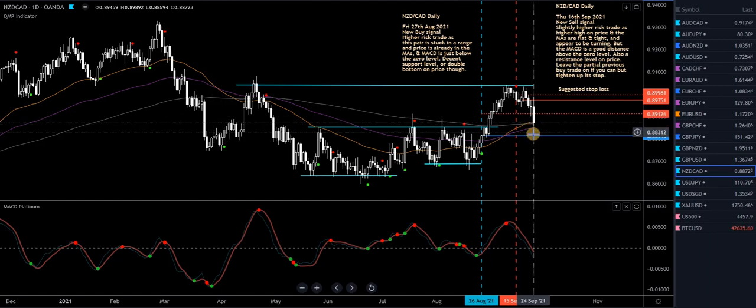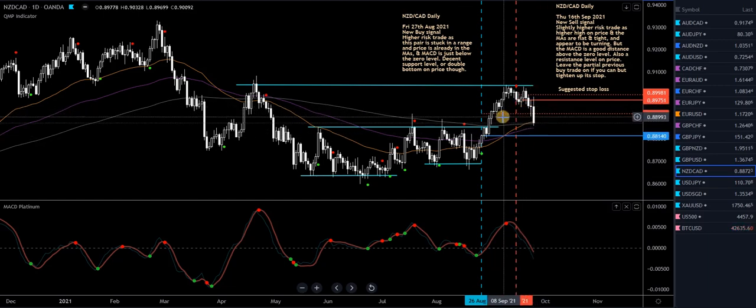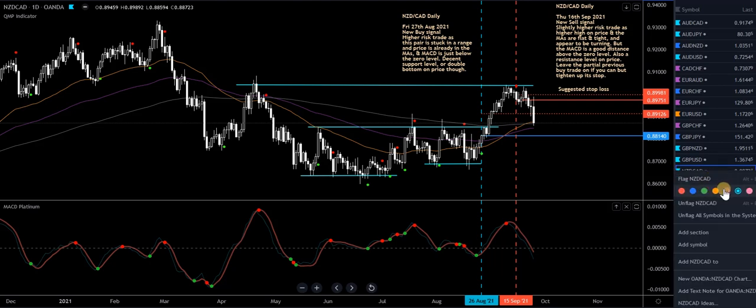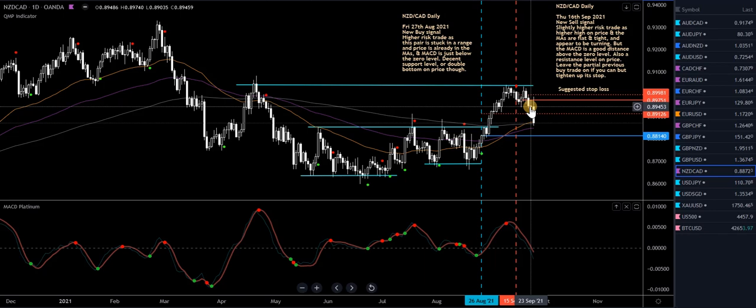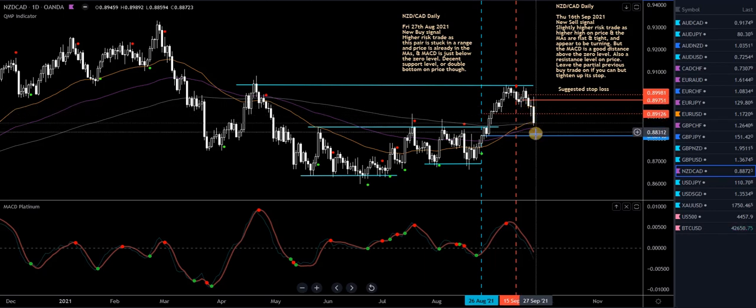And on Friday, we've got this big drive down. We've obviously stopped out of the remaining buy trade, so that's finished. So I'll remove that from the chart after I finish the video. So we're just in the sell. Friday has driven us through.